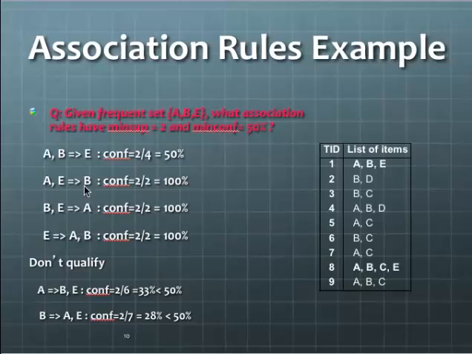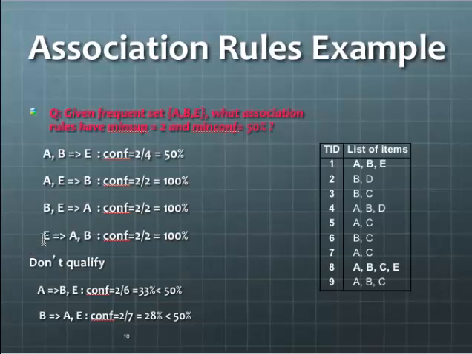Then we calculate the body, A and E exist together. We can see that in transaction 1 and transaction 8, it exists together. So the confidence of this rule is 100%. Then for the rule B and E to A, the same, we just need to calculate the count of B and E existing together. It exists in transaction 1 and transaction 8. So its confidence is also equal to 100.